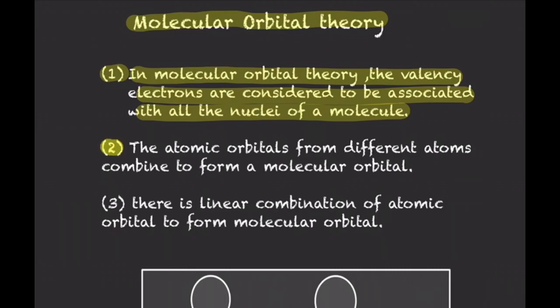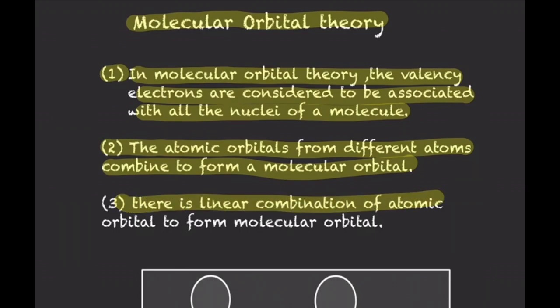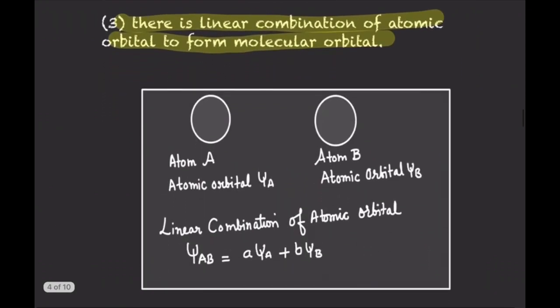The second point is that atomic orbitals from different atoms combine to form a molecular orbital. There is linear combination of atomic orbitals to form molecular orbitals. What is the meaning of linear combination? We can understand here that there is an atom A and there is another atom B, and one atomic orbital of atom A is psi A, and another atomic orbital of atom B is psi B. When these atomic orbitals psi A and psi B undergo linear combination, the resultant is represented in this form. So this is the linear combination of atomic orbitals.